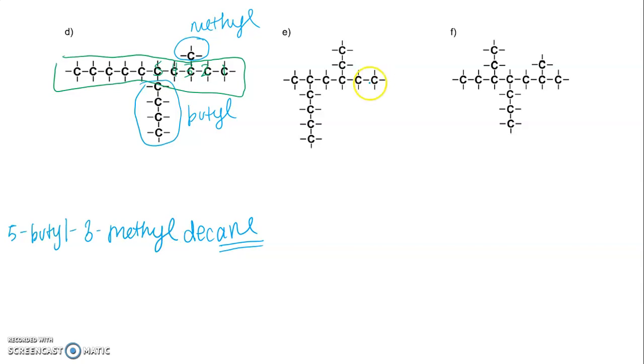This one here, we'd have 1, 2, 3, 4, 5, and it's actually going to turn 6, 7, 8, 9. 1, 2, 3. So whether we did this one or this one, either way is fine. Numbering would be lowest if I went 1, 2, 3, 4, 5, 6, 7, 8, 9. So it is nonane.